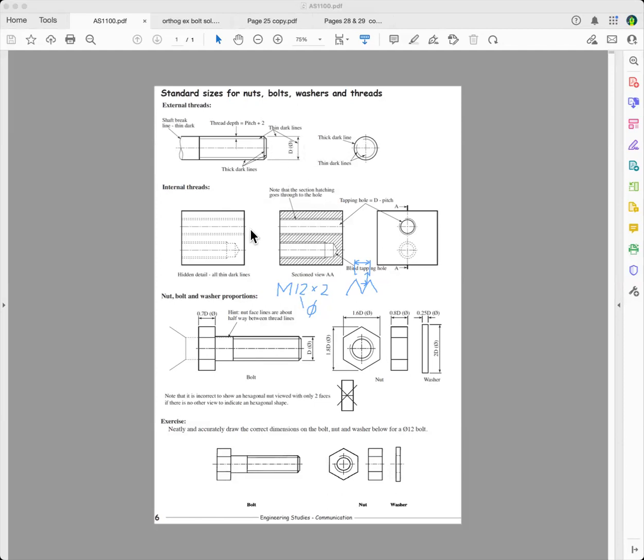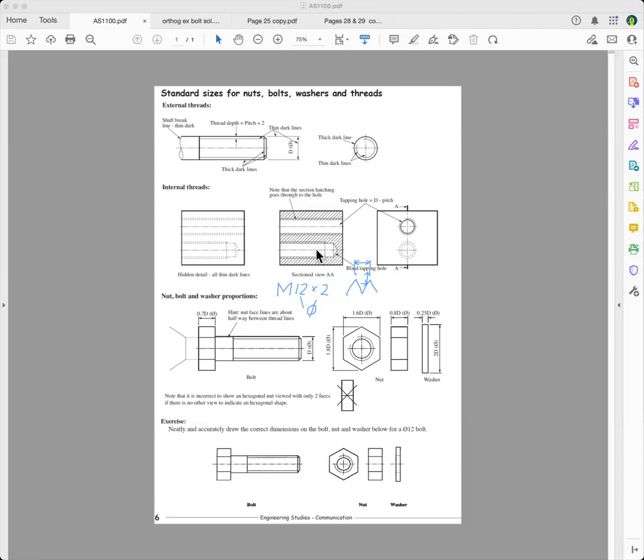Internal threads, you show with hidden detail like that, but generally you don't show that, it's too much detail. But when you're doing a section, it's really important to show the section going through the threads. And so if this is a through hole here, as you see, make sure you put a center line there.